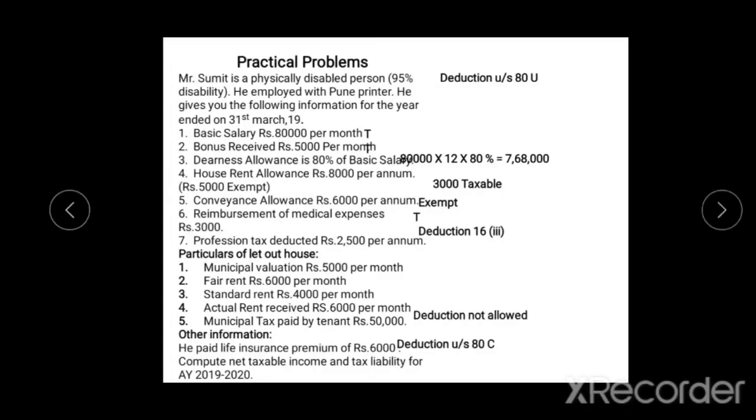In these slides, in the previous lecture we already saw the format of computation of total income. If you forgot or if you didn't watch my previous lecture, I will share the link in the description. Please watch it and only then move forward with this practical problem.